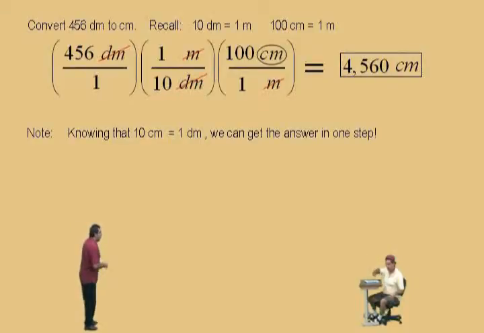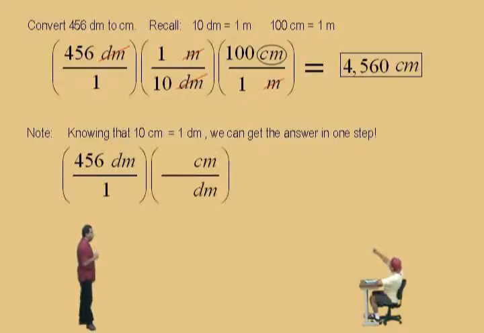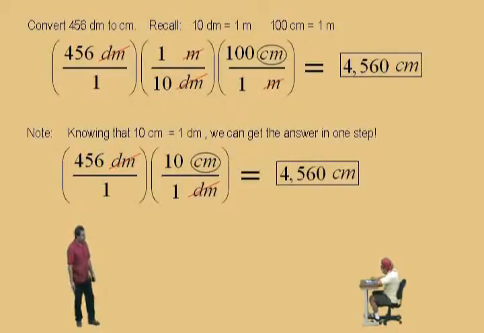So here we go. We're going to do it in 1 step. 456 decimeters over 1. We'll write that ratio. And if we know how many centimeters are in 1 decimeter, then we can use this conversion factor. Notice we put decimeters on the bottom, 10 centimeters over 1 decimeter, because 10 centimeters is 1 decimeter. Decimeters cancel out, and you're left with centimeters. You put the numbers in your calculator, you get 4,560 centimeters, and there you go in 1 step. Either way is fine. It all depends on what conversions you know.